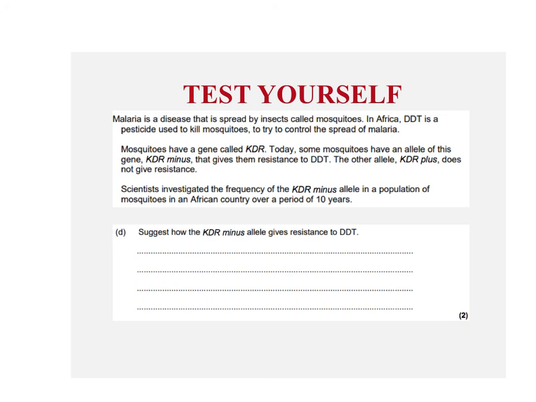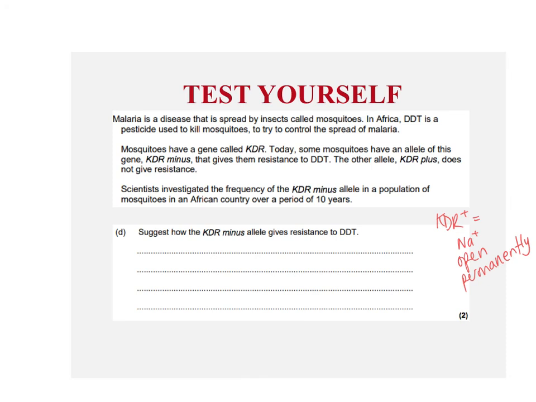And the final question, using that information, so the fact that the KDR+ opens a sodium ion channel permanently, how does the KDR- allele give resistance to DDT? 2 marks again, pause for about 3 minutes and then play again in a sec when you're ready to go through the answers.